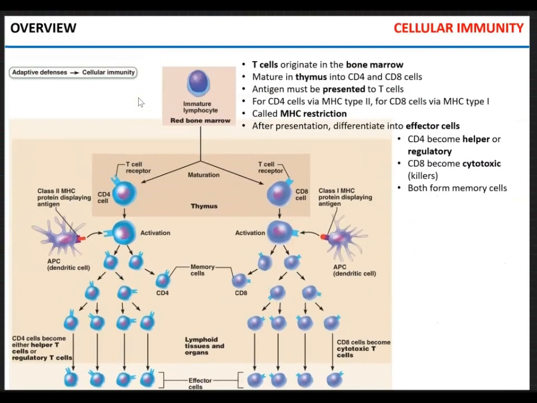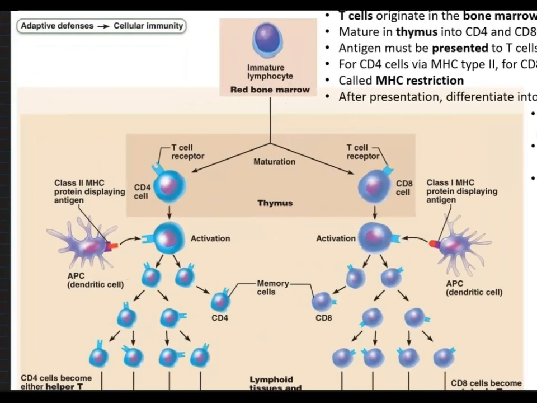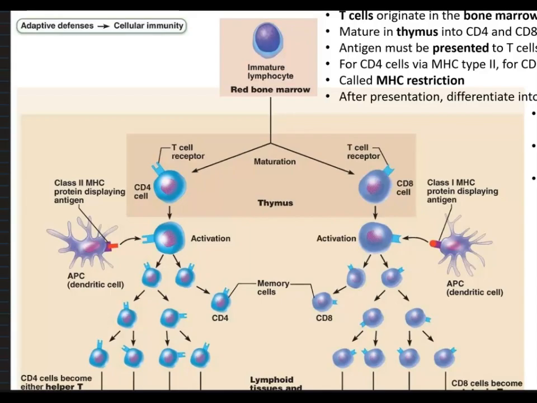So this is an overview of what happens when T cells mature. It all starts, I'm going to enlarge it, it all starts in the bone marrow. They are generated there, and then they go to the thymus. In the thymus, they mature into two distinct populations, CD4 T cells and CD8 T cells. CD4 and CD8 T cells are functionally different, and they recognize different MHC molecules.